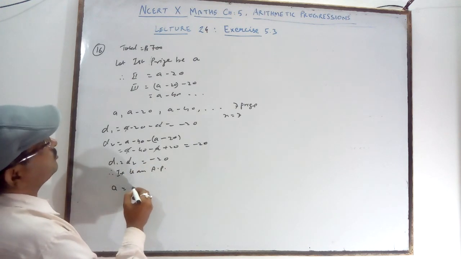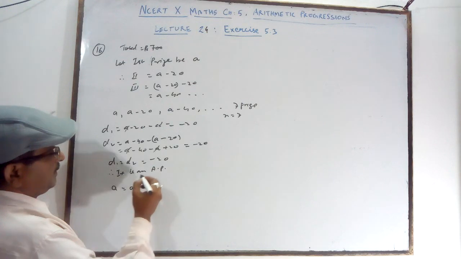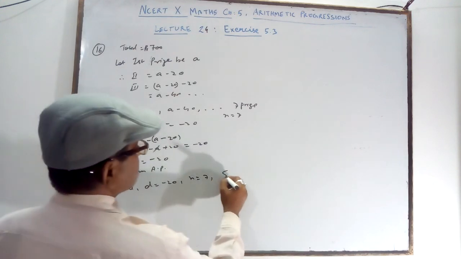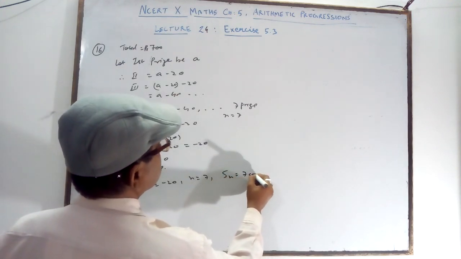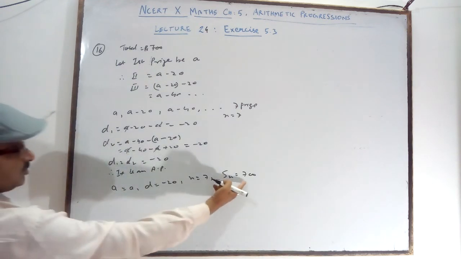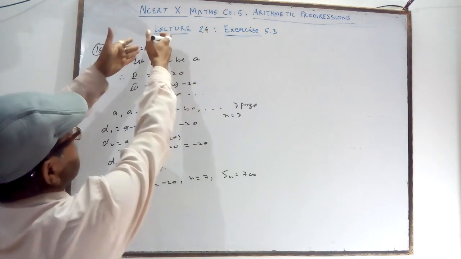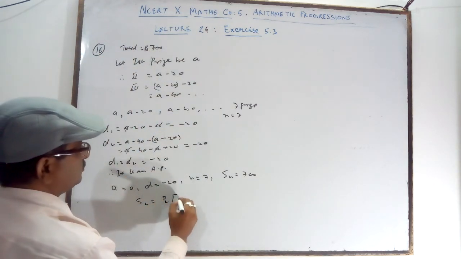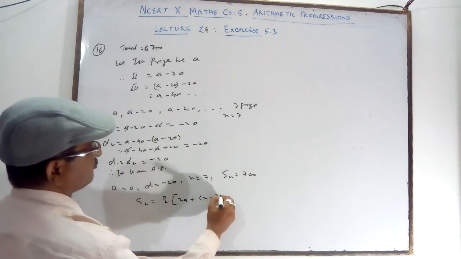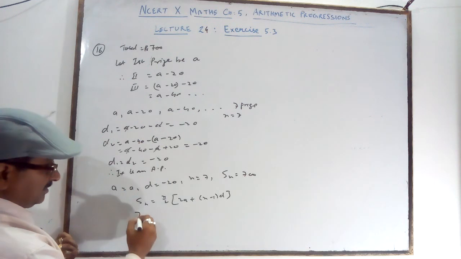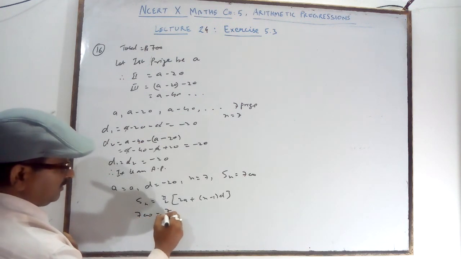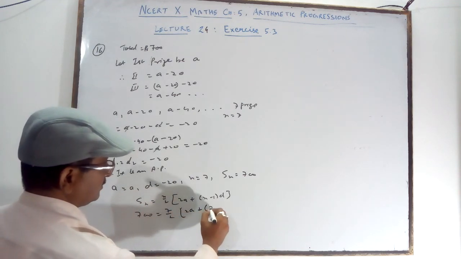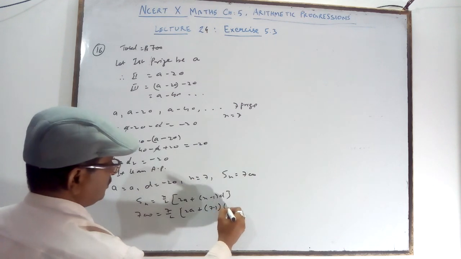Now the first term is a, the common difference is minus 20, n is equal to 7, and Sn is equal to 700. It is given: the total money is distributed, that is why it is 700. So apply the formula Sn is equal to n by 2 into (2a plus (n minus 1) d). Put the values here: 700 is equal to 7 by 2 into (2a plus (7 minus 1) into minus 20).